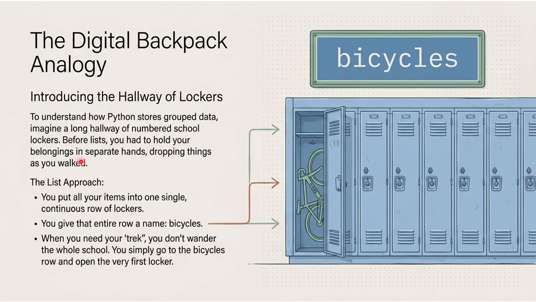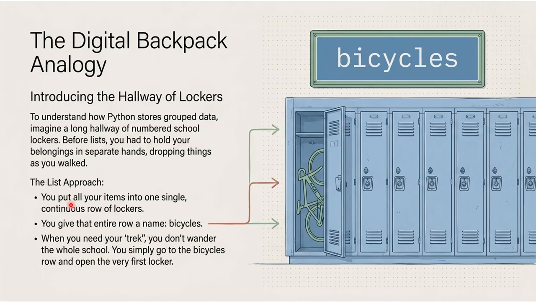Before lists, you had to hold your belongings in separate hands, dropping things as you walked. What does it mean? Before lockers were there, you had to hold all your things and belongings in your hands, and as you walked through the corridor, you used to drop your things. So it was hard to manage your belongings. Then we came up with this hallway of lockers solution. So what problem does it solve?